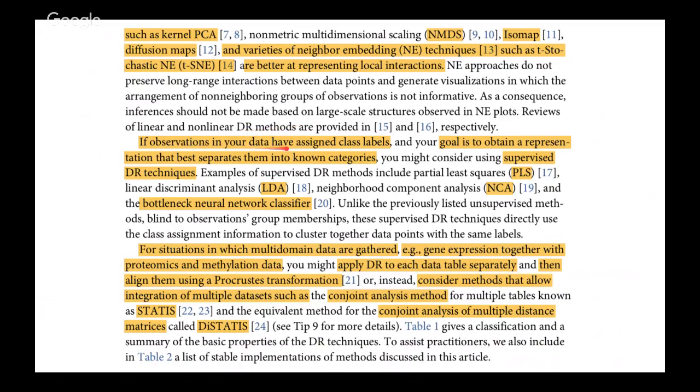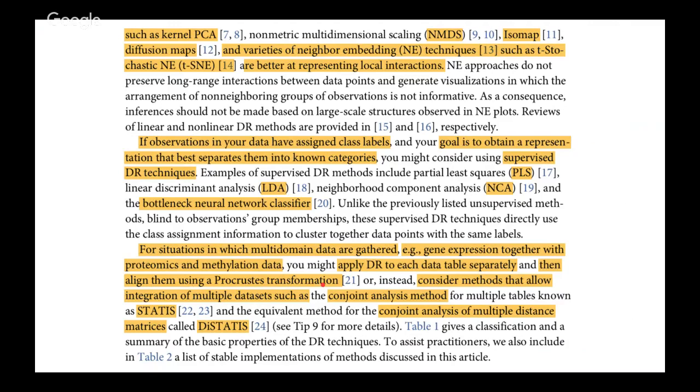They say if observations in your data have assigned class labels and your goal is to obtain a representation that best separates them into known categories, then supervised DR techniques are also worth looking at. And LDA is probably the most famous one here, but PLS and NCA, and the most recent one, bottleneck neural network classifier, are also worth looking at. For situations in which multi-domain data are gathered, for example, gene expression together with proteomics and methylation data, typical multi-omics analysis, you might apply DR to each data table separately and then post-process with something like a preprocessing transformation.